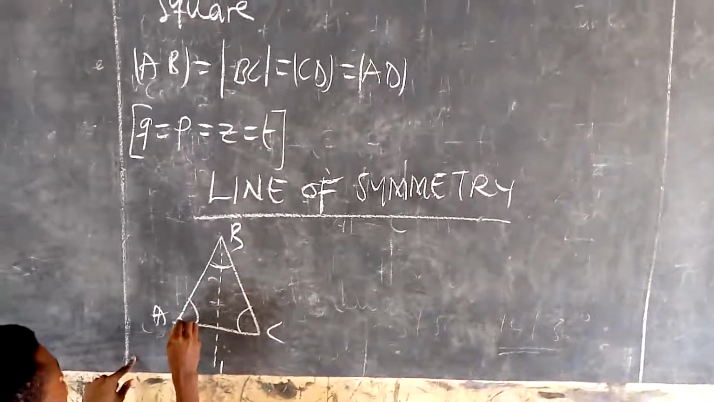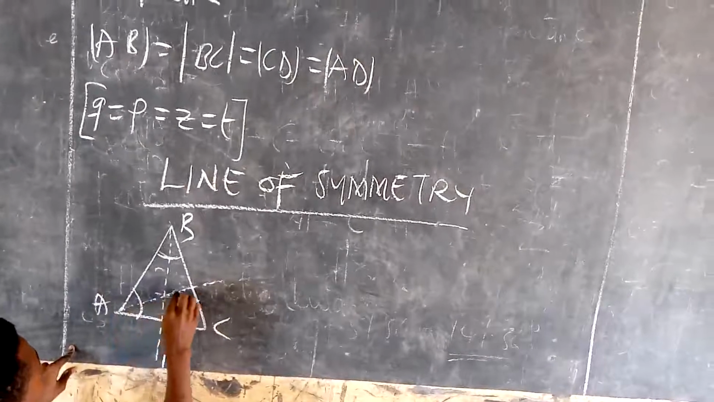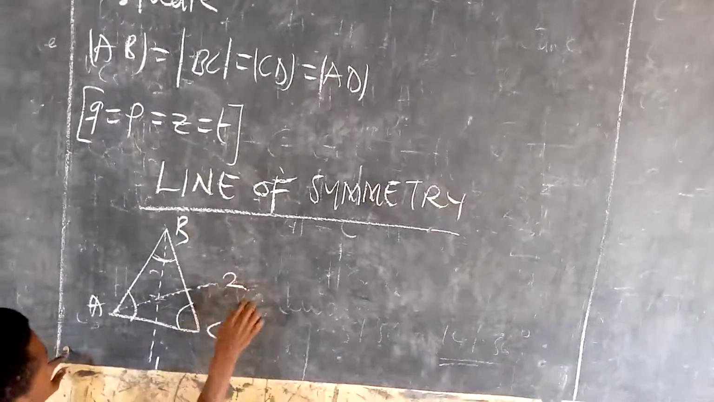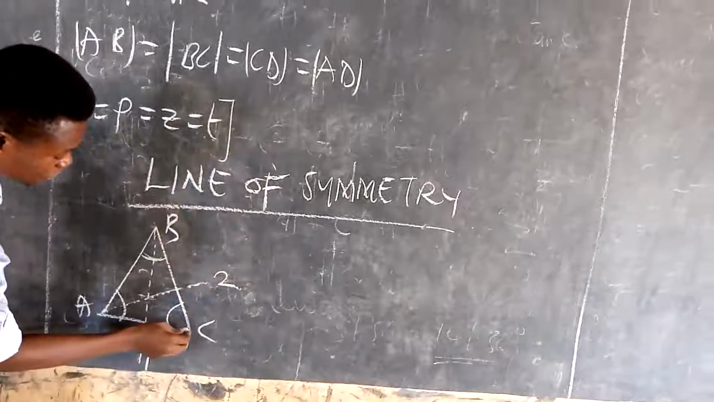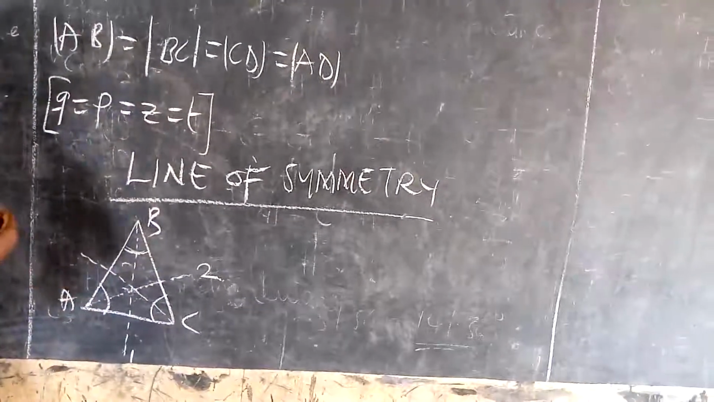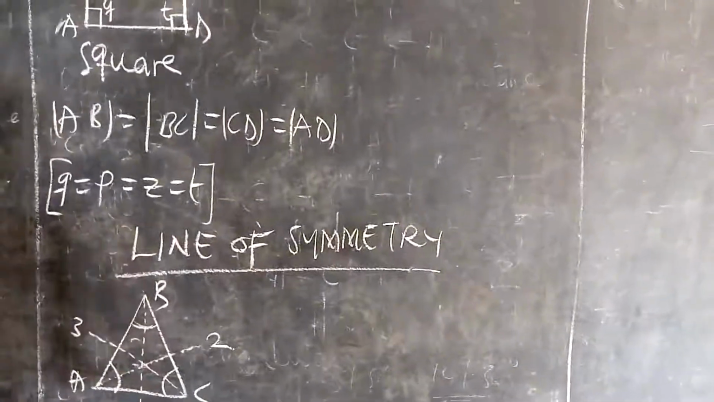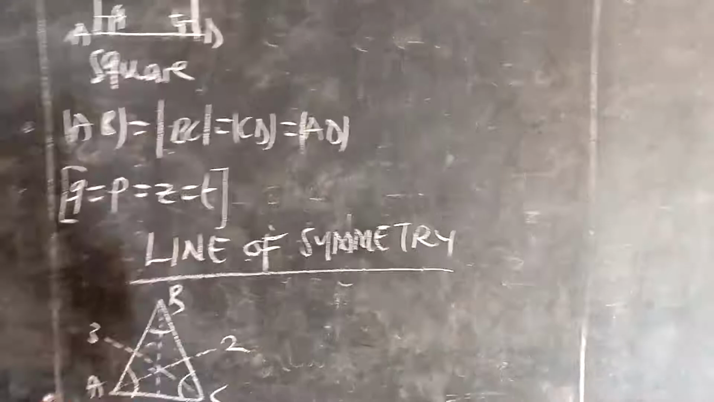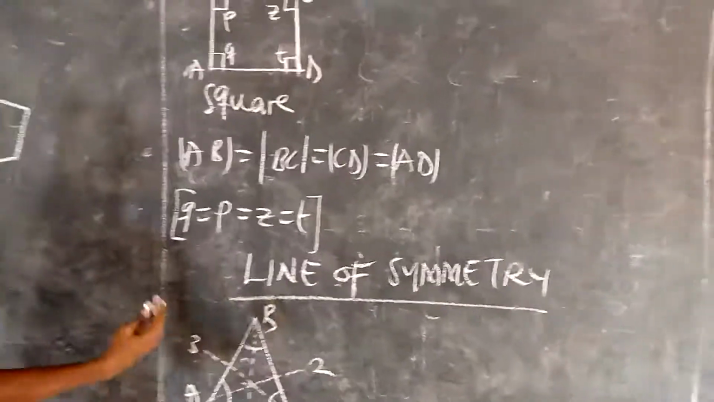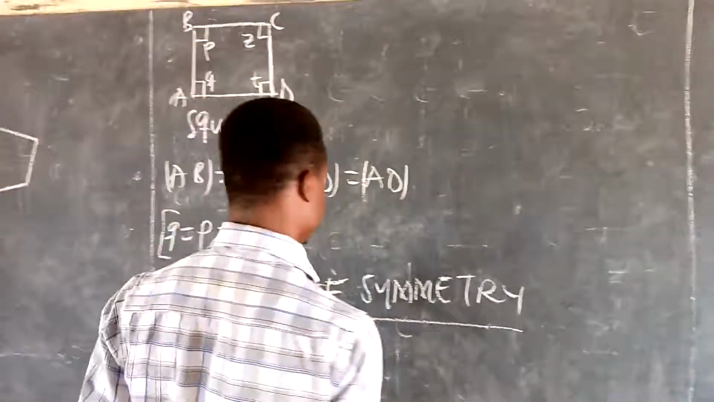I can also divide it through this place, and I'll get 2 equal halves. So it becomes line of symmetry 2. I can also divide it through this place and get 2 equal halves, and it becomes line of symmetry 3. So a plane figure with 3 sides has 3 lines of symmetry. Let's try another one and see.